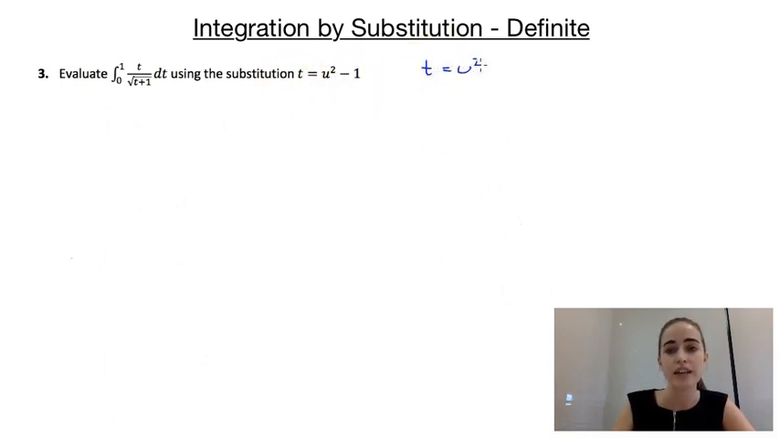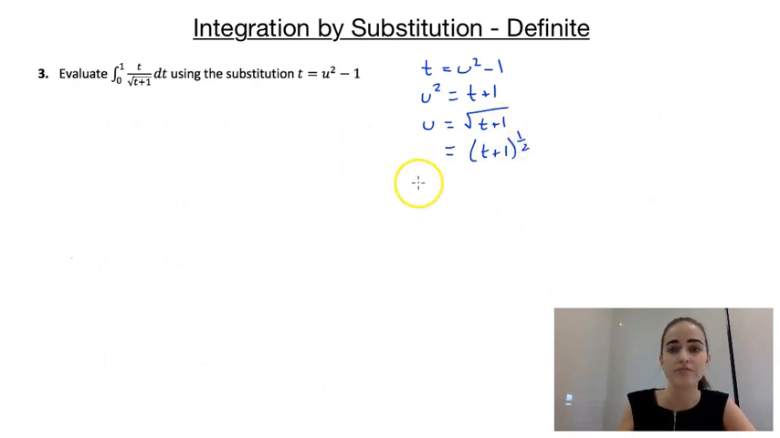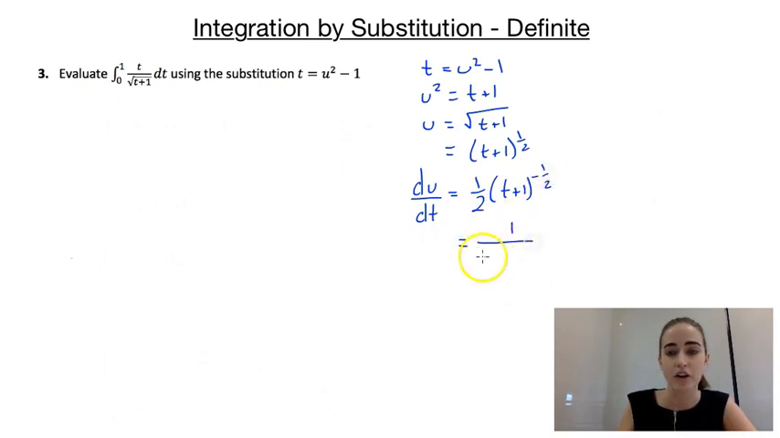So if we know that t is u squared minus 1, then that means that u squared is t plus 1 and u is the square root of t plus 1. Now, to differentiate that, I'm going to first rewrite it with power of a half instead of the square root sign, and then I can differentiate. So du dt would be a half t plus 1 to the power of minus a half, which can be written as 1 over 2 root t plus 1.